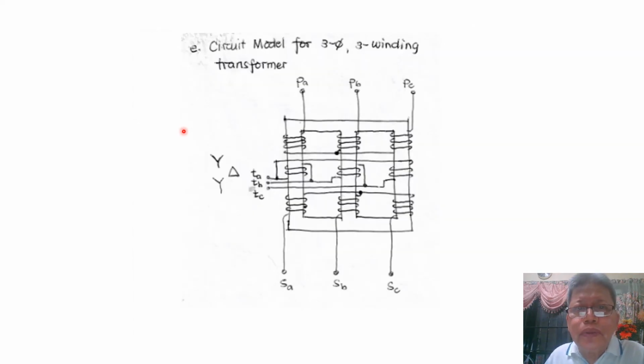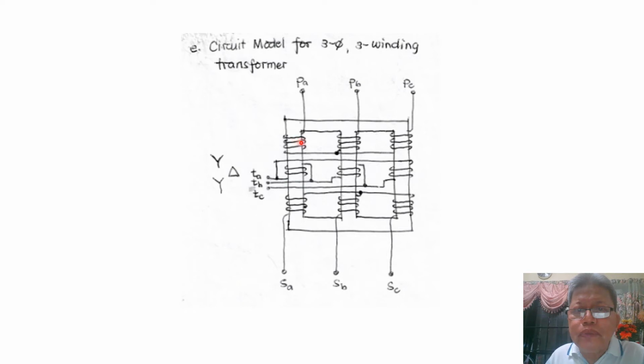So let's continue. We now consider the circuit model for a three-phase three-winding transformer. This time, this is not an auto transformer but an ordinary three-phase transformer, because we do not have a continuous winding for the primary and the secondary, but we have separate windings for the primary, separate windings for the secondary, and other separate windings for the tertiary.